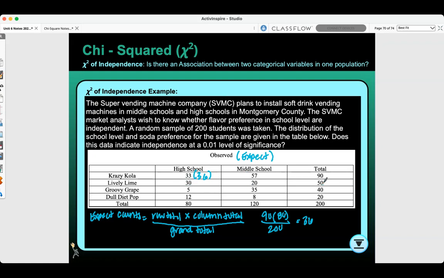For Lively Lime, it would be 50 times 80 over 200, and that would be 20. For Groovy Grape, it would be 40 times 80 over 200, which is 16. And my expected value for Dull Diet Pop is 8. You do the same thing for middle school. So Crazy Koala for middle school will be 90 times 120 over 200, which is 54. And going down, you would get 30, 24, and 12.